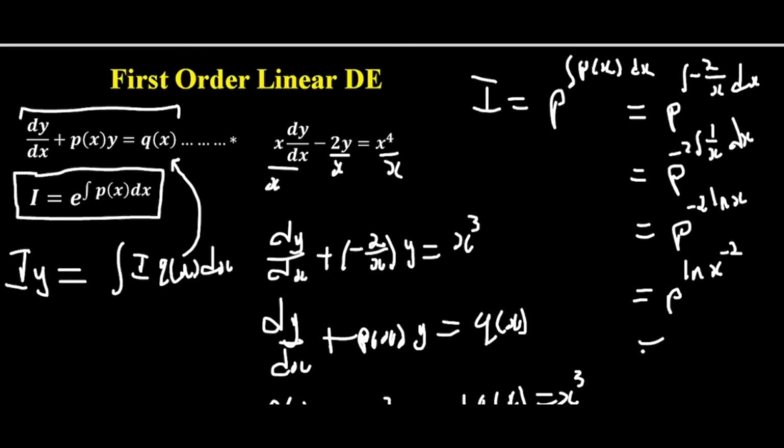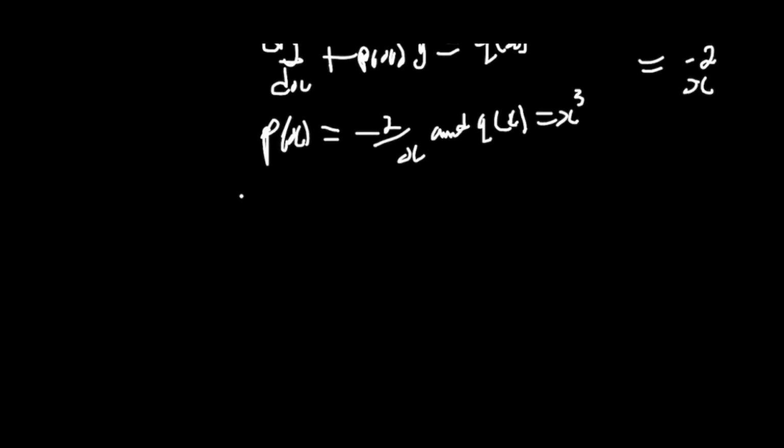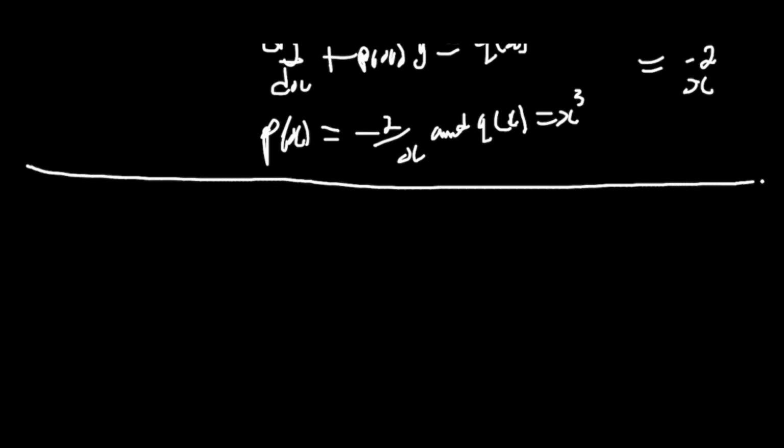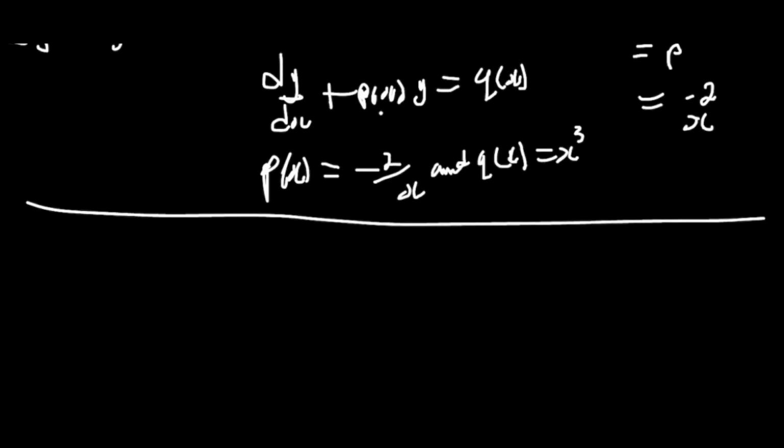So from here we're going to have x raised to the minus 2 as our solution. So now, to get our final solution, we're going to multiply our integrating factor with y. Our integrating factor is x to the minus 2.